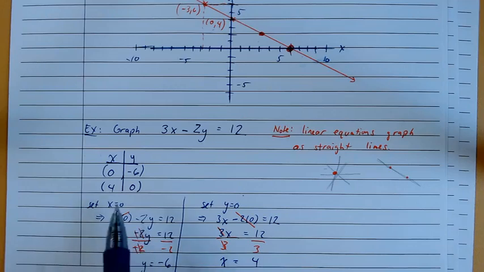And I can keep doing this. I could pick other numbers. I could say, okay, let's set x equal to 2 now and figure out what happens to y. Or I could say let y equal 6 and let's figure out what happens to x. But we have 2 points, and that's really all we need. So now let's go ahead and graph this.